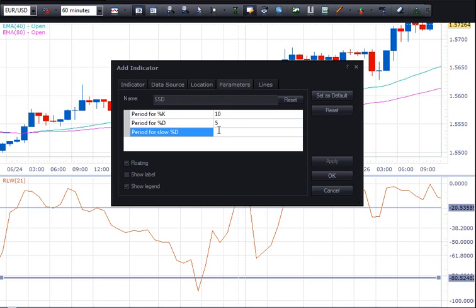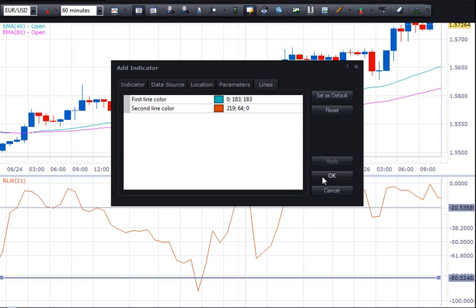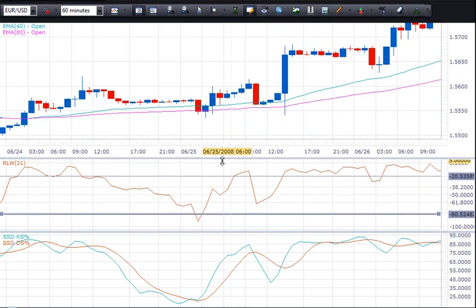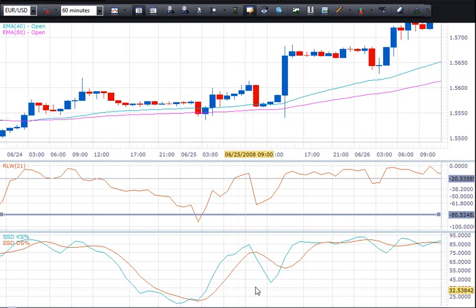For this setting we use 10, 5 and 5. And that goes just there, so you can now see. Don't worry about that at this stage, we'll cover that later. So there we have the three indicators. Everything's in front of me to make my trading decision at a glance.